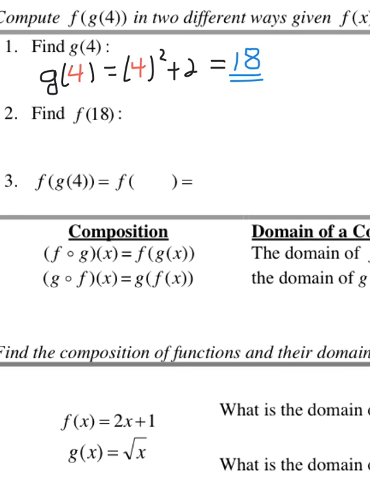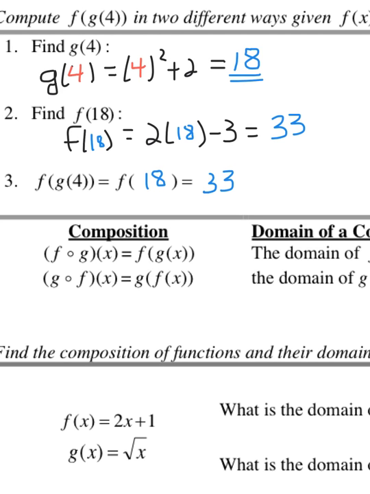When I do this first substitution, I get the number 18. I'm substituting 4 in for x in my function g, and I get 4 squared plus 2, which is 18. Then I'm going to take that number and plug it into my f of x, which is 2x minus 3. I've plugged in the 18 where the x goes, and I get the value 33. So in conclusion, f of g of 4 equals f of 18, which equals 33.